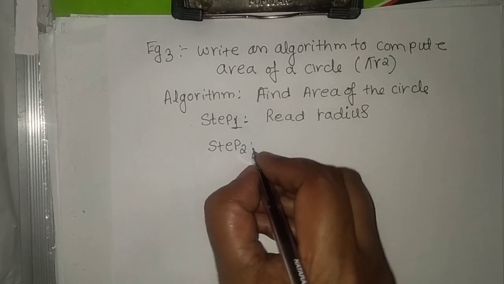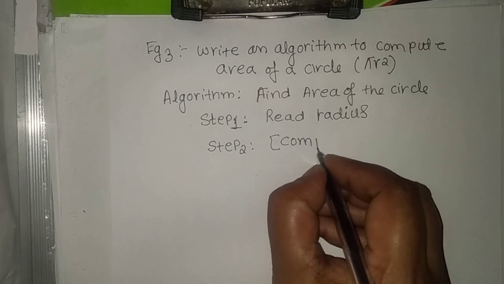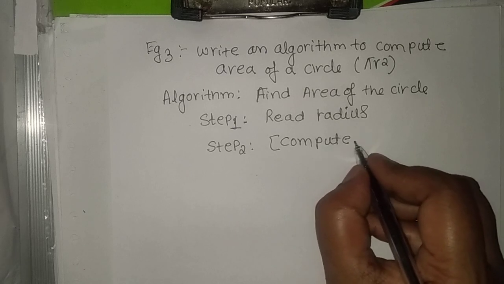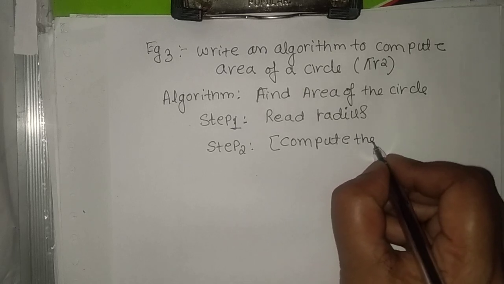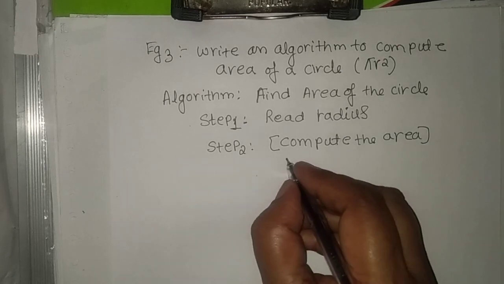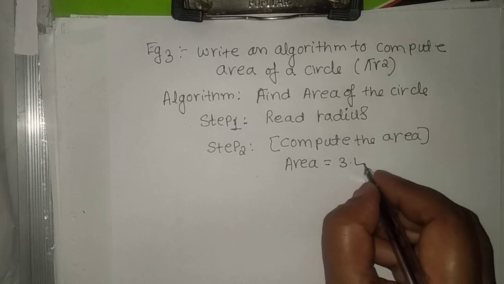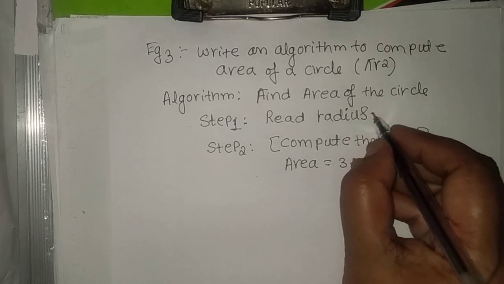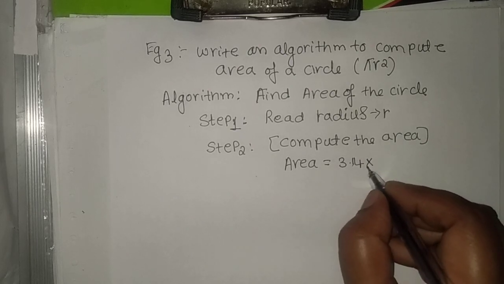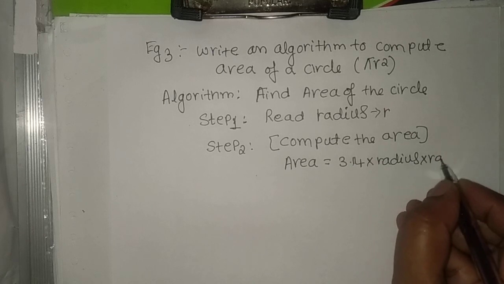Step 2, compute area or calculate, anything you can write, but it is better to use compute in the flowchart. Compute the area. So area is equal to 3.14 into radius into radius, or you can also use r.